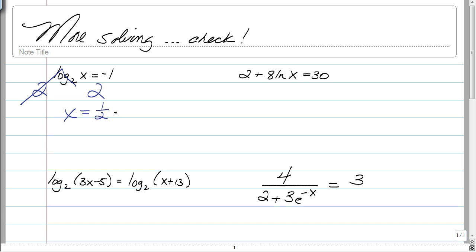Remember, 2 raised to the negative 1 power does not make it negative 2. It means you take the reciprocal and you get 1/2.